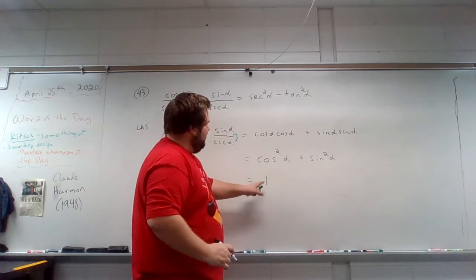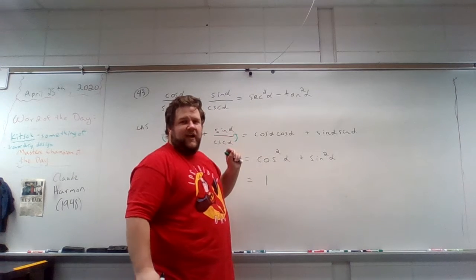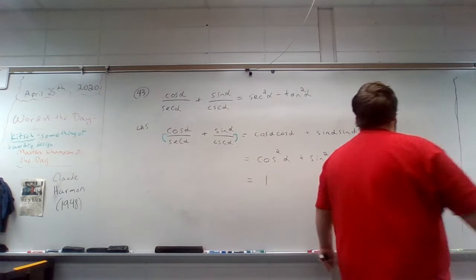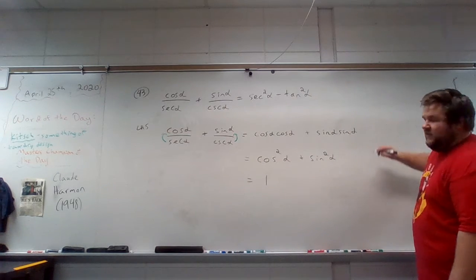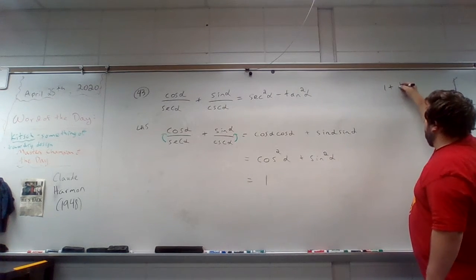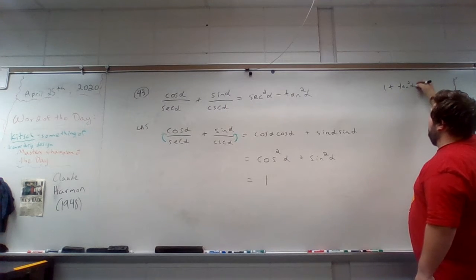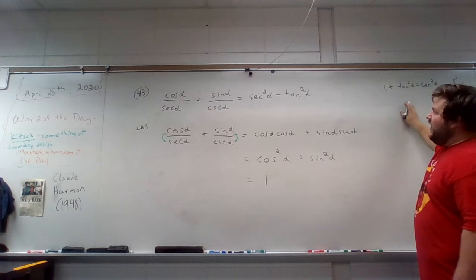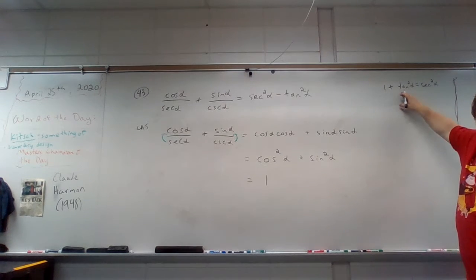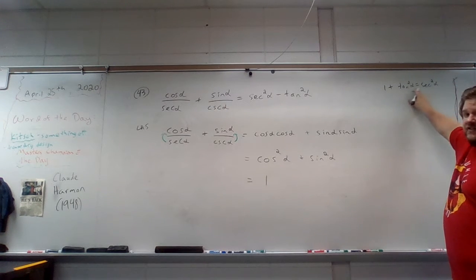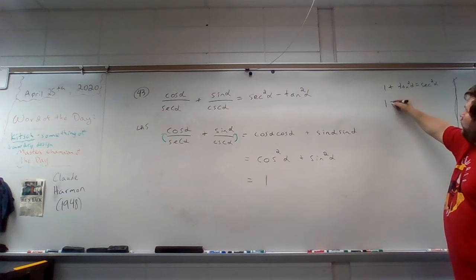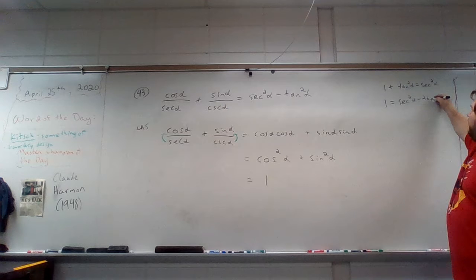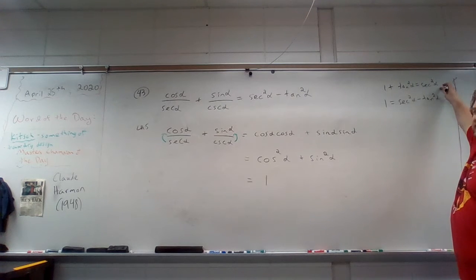Now, somehow this 1 is equal to the right-hand side, and we just need to think about why that is. So remember, we have this identity that says that 1 plus tangent squared alpha is secant squared alpha. If I subtract tangent squared alpha from both sides of this equation, I would get 1 equals secant squared alpha minus tangent squared alpha. That is another form of this identity.